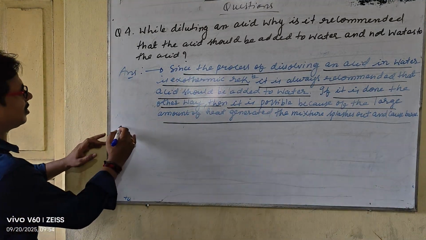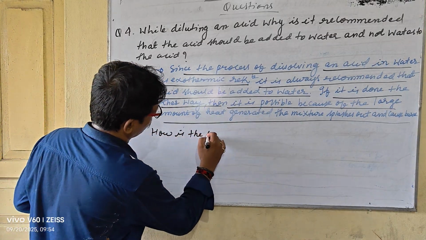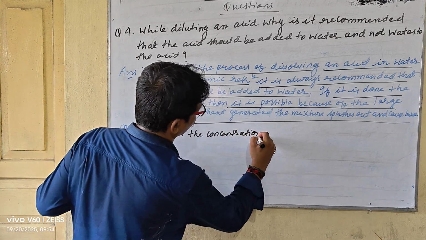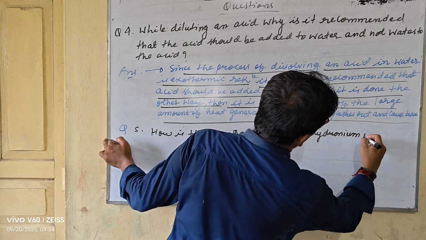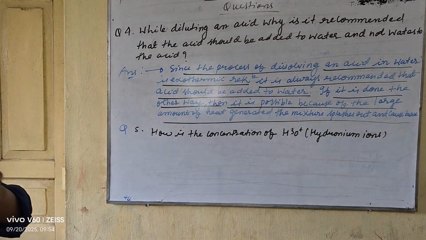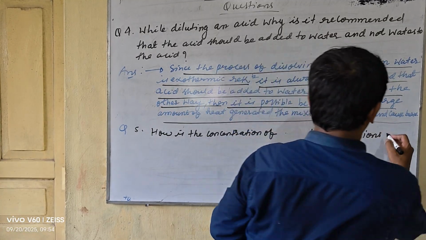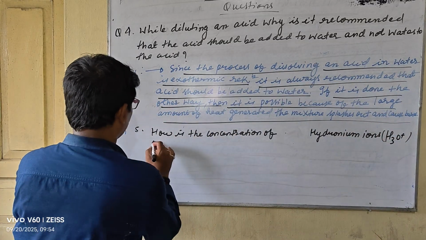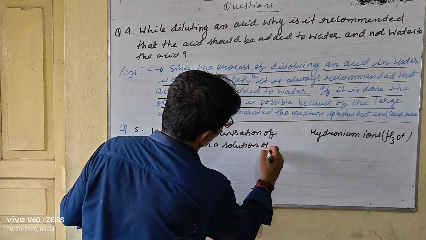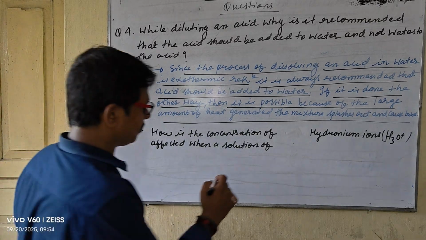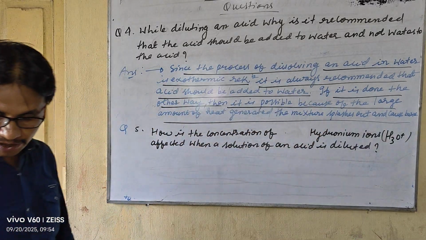Question number 5. How is the concentration of hydronium ions, H3O plus, affected when a solution of an acid is diluted? How is the concentration of hydronium ion affected when an acid is diluted?